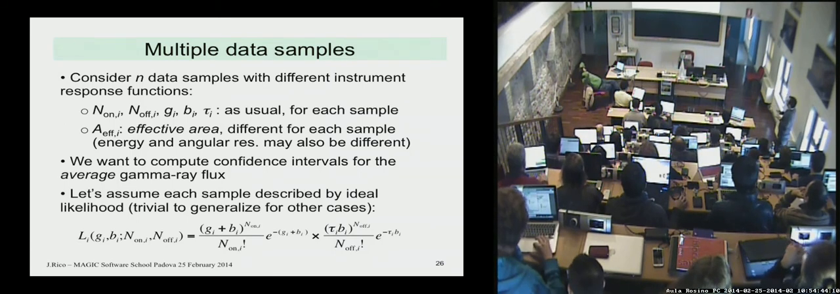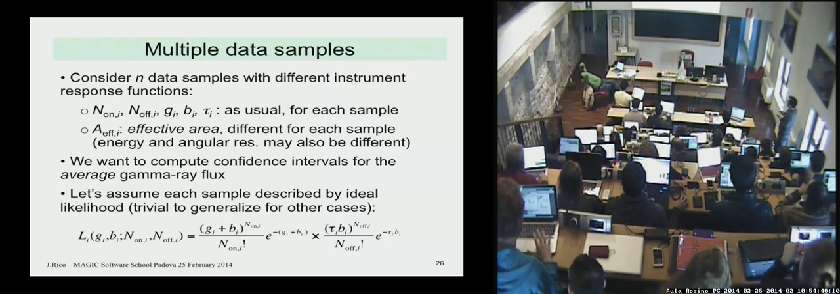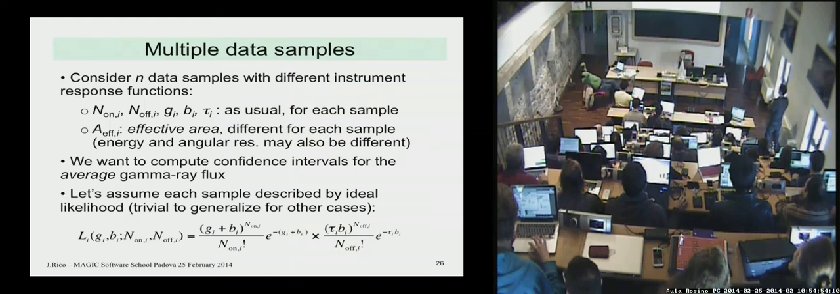Now, I will be assuming that everything is described by the ideal likelihood, so Poisson for on, Poisson for off. But this is just for the sake of simplicity, and you can generalize what I'm going to say very trivially to any other likelihood at work.